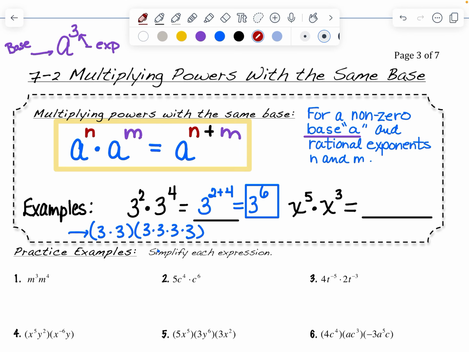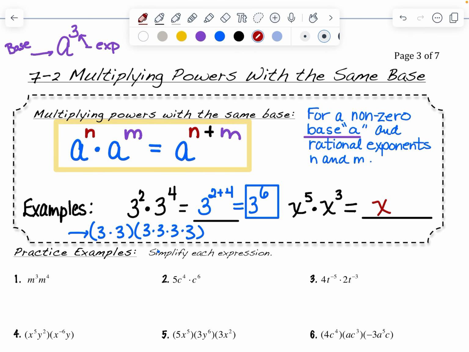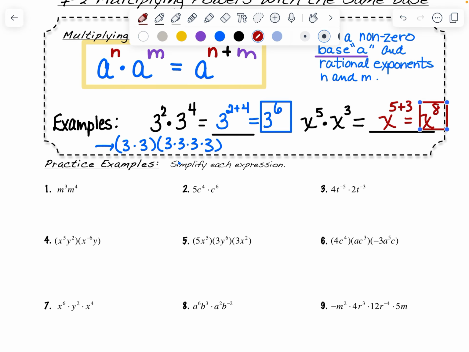So for the next one, where we have x, we would have 5 factors of x and then another 3. So it makes sense that we would answer this x to the 5 plus 3 power, otherwise known as x to the 8th power. Okay, so we're going to be using this rule for all the problems in this lesson today. Okay, so here we go.